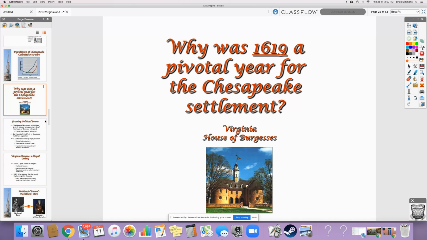1619 is not only a really pivotal year because it's the first year that we see people of African descent coming into the Chesapeake, but it's also a pivotal year because it is the year that the House of Burgesses is established. This essentially is a political governing body of Virginia in which the king grants to the people of Virginia some rights themselves.